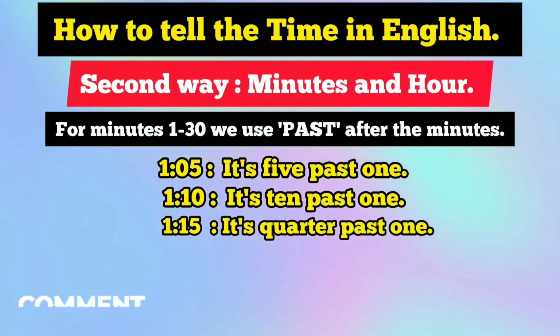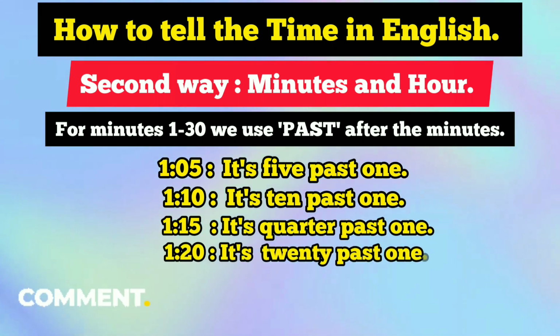As you see, just remember it's 1:15. You have to say it's 1:15. Quarter means 15. 1/4 means 15. So 15 past 1. So it's 1:15. And the fifth one is 1:20. So it's 20 past 1. I'm quite sure it's clear.